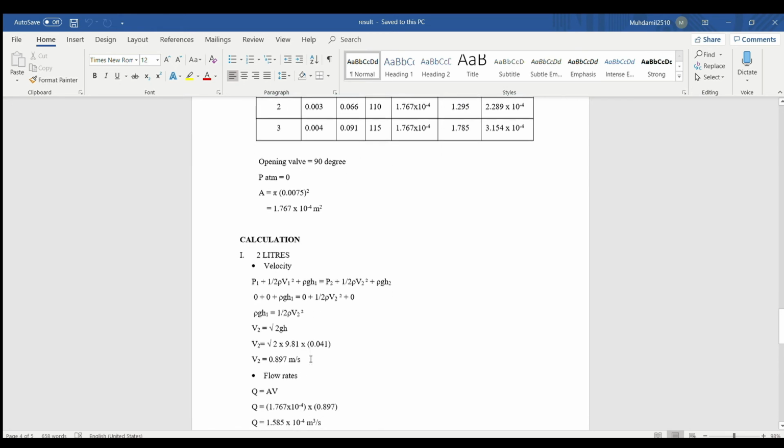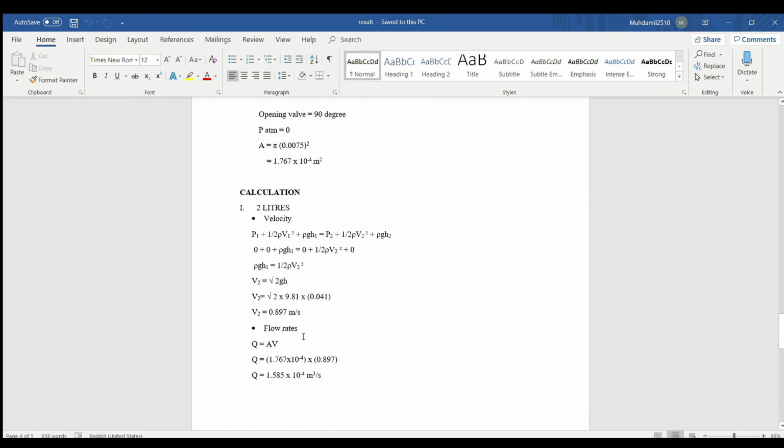Same formula as with 45 degree. For the flow rates, we use also the same equation but with the area like 45 degree. We're using Q equal area times velocity and we get 1.585 times 10 power of negative 4 meter cube per second.